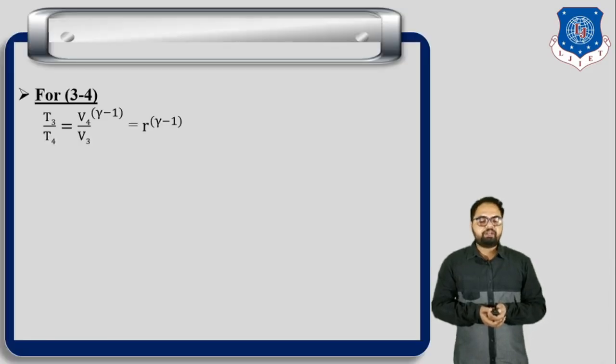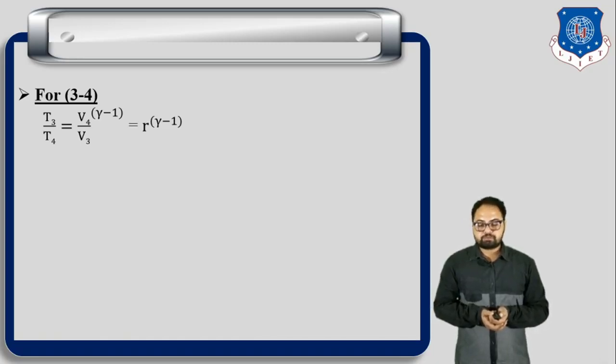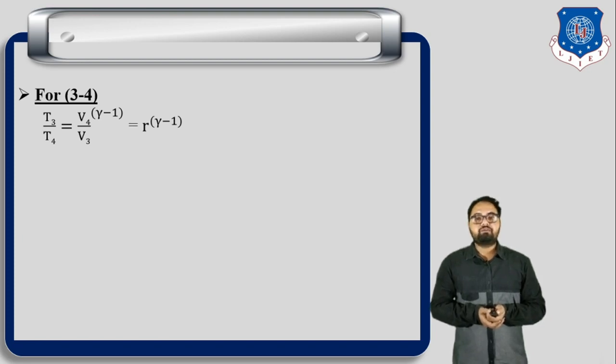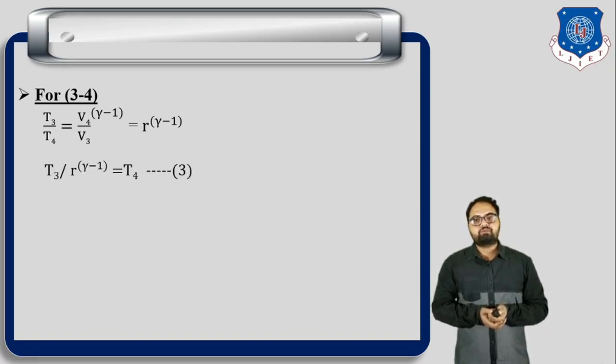Now we consider process 3 to 4. The relation between temperature and volume during the adiabatic expansion process is T3 by T4 is equal to (V4 by V3) raised to gamma minus 1, and we know that V4 by V3 is also R. So the equation becomes T3 by T4 is equal to R raised to gamma minus 1. So T4 is equal to T3 by R raised to gamma minus 1.